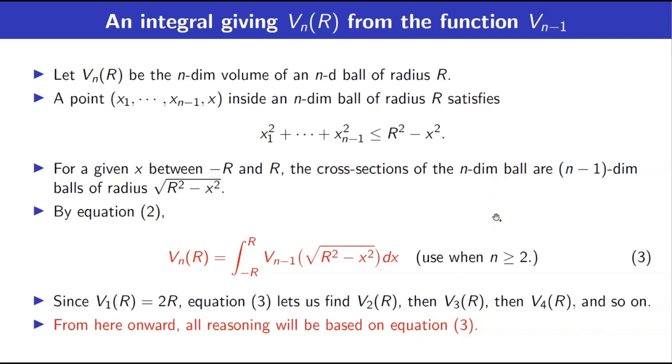By equation 2, we can integrate these cross-sectional volumes to get the entire volume. Note that we need to use this when n is greater than or equal to 2 because we're starting off with information about v sub 1, and that's what happens here when n is equal to 2. Since v sub 1 is 2r, this equation lets us find v sub 2, then v sub 3, then v sub 4, and so on. An important point is that all reasoning will be based on equation 3 from here onward to make everything rigorous and airtight.